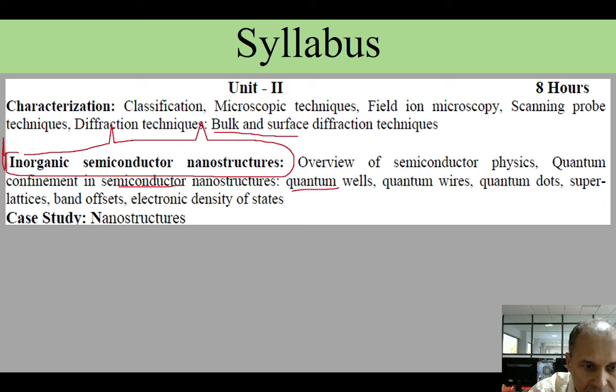This also means aspects like electronic density of states. Electronic density of states basically tells us how the energy of the electrons is distributed over the X, Y, and Z, that is, a three-dimensional structure of the electronic devices. And here the case study becomes the nanostructures.